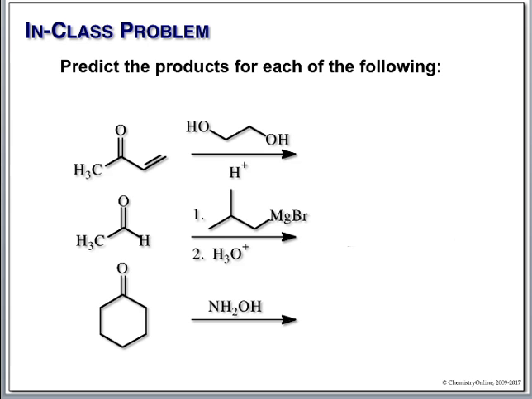It's a 1,2-diol in the presence of acid. What are we making? We're making a ketal. That's a 1,1-diether. It's a 1,2-diol, so it will be cyclic. And it will look like this.